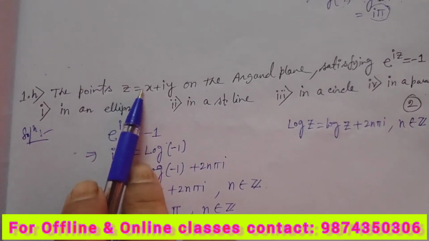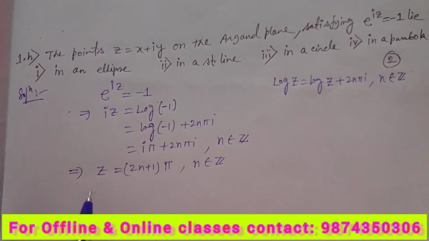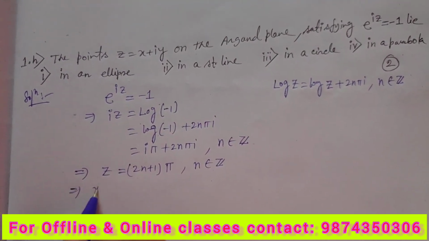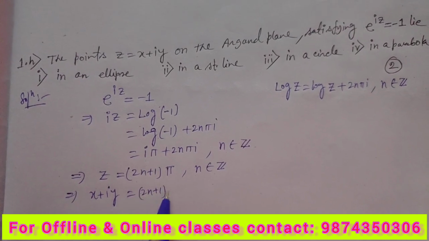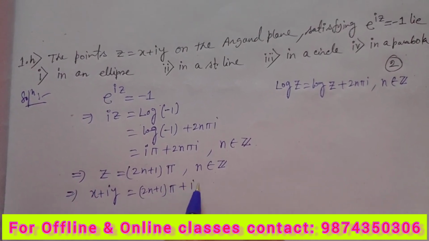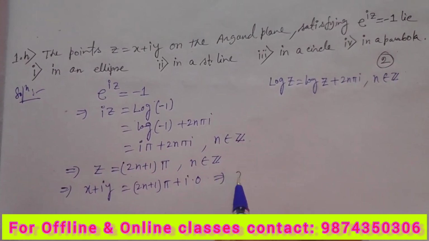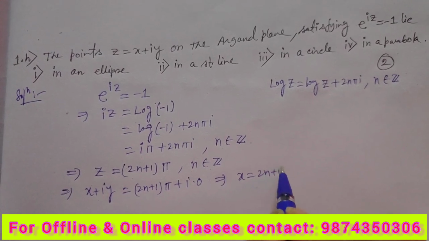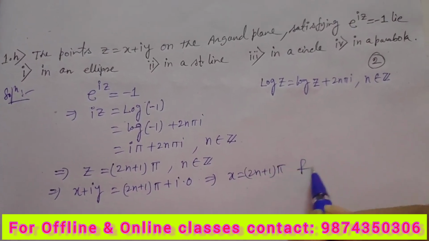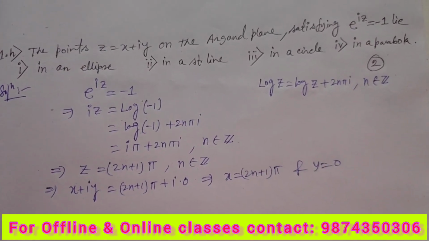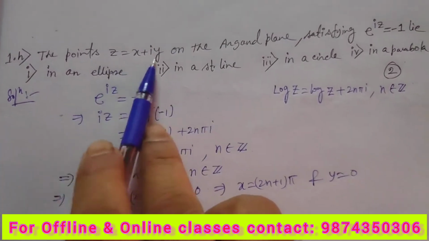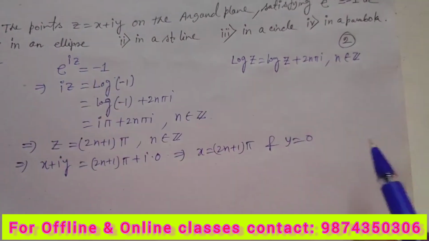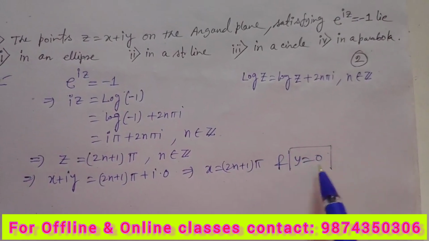So here z is x plus iy. This implies x plus iy equals (2n plus 1) pi plus i times 0. Then this implies x equals (2n plus 1) pi and y equals 0. So that means the points z, x plus iy, lie on the line y equals 0.